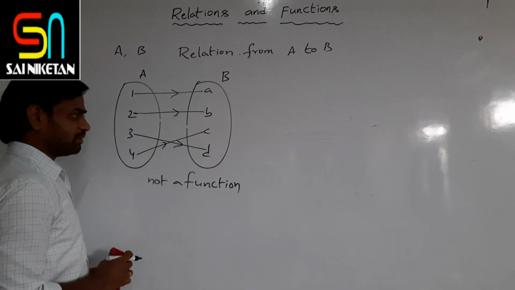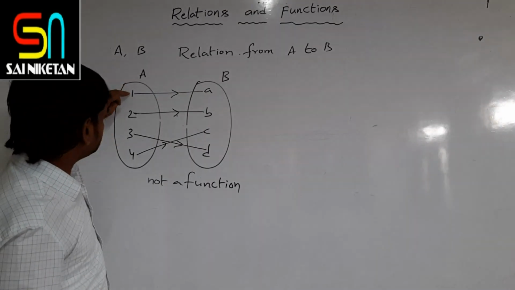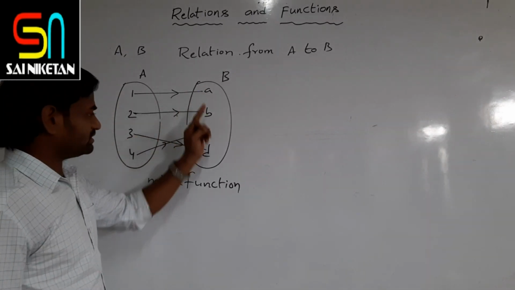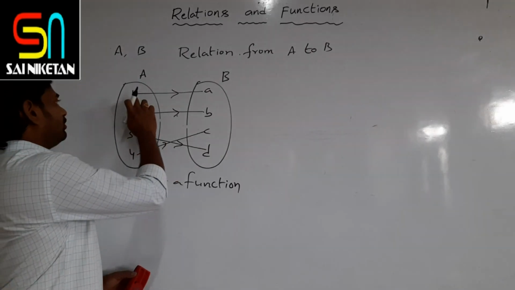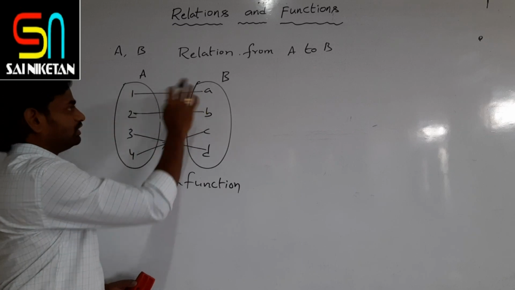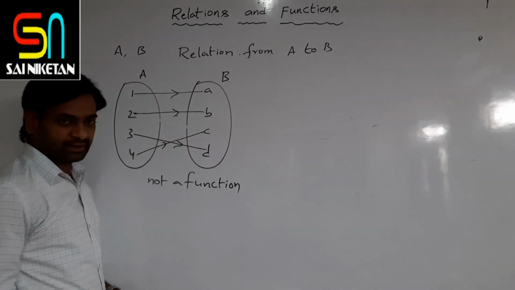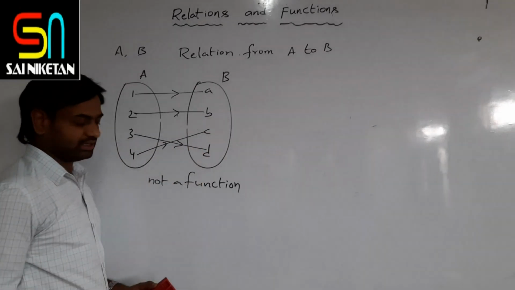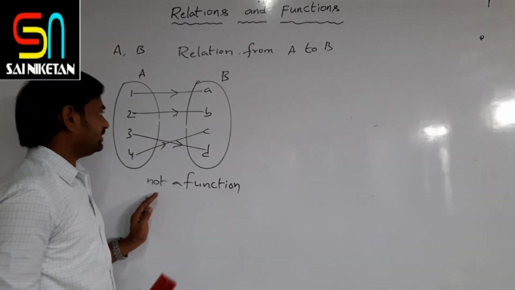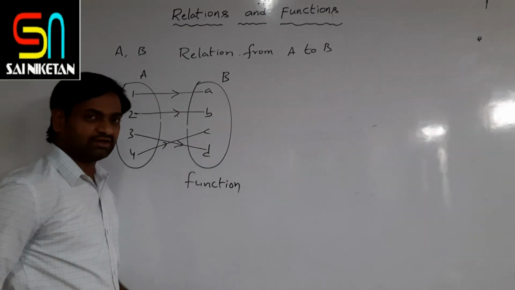Now see, suppose here I am erasing the mapping. Now in the set A, every element is in the mapping. That means 1, 2, 3, 4 have the mappings. Now, 1 with A, that means for 1 only one mapping. Next, for 2 it is only one mapping. For 3 only one mapping D. For 4 one mapping only. Now in this case we can say this relation is a function.